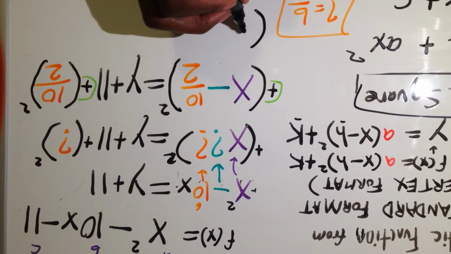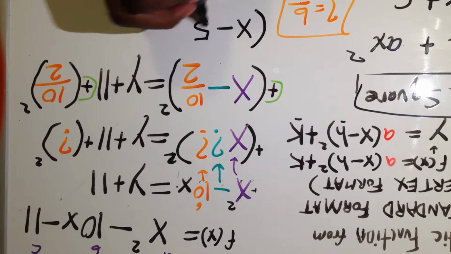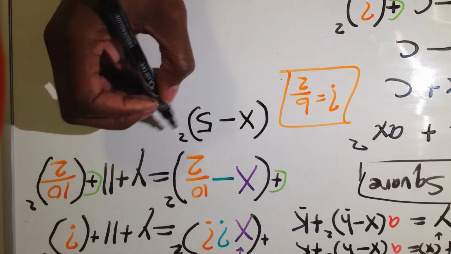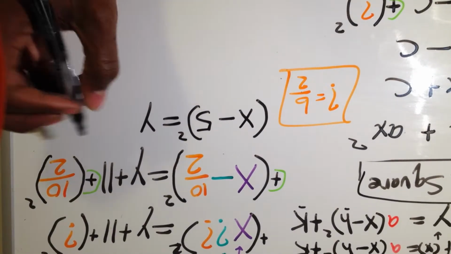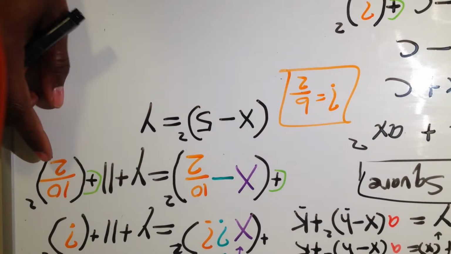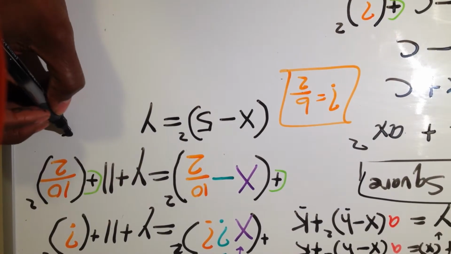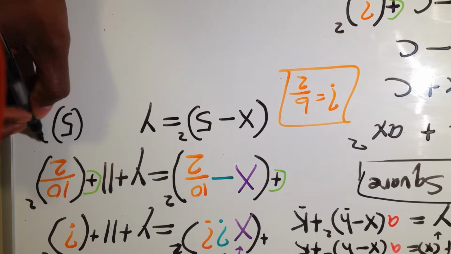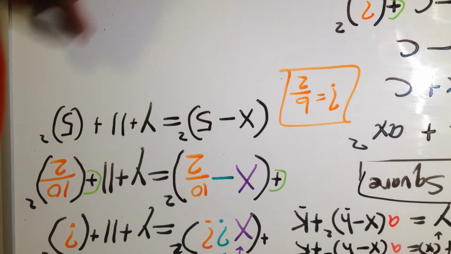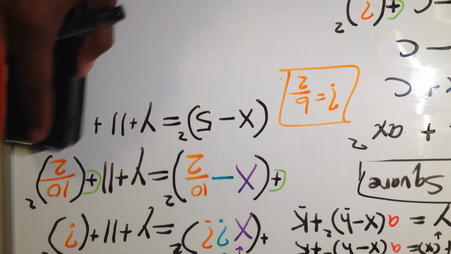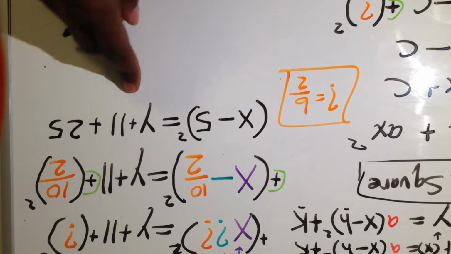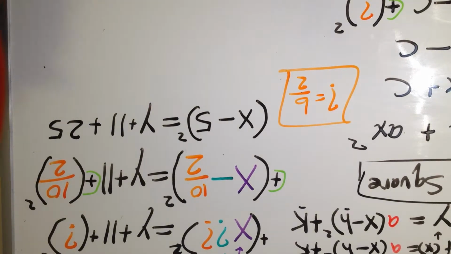Okay. The answer is going to be (x minus 5) squared. And we're done with the left side. Okay. y. Let's start with the parentheses. 10 over 2 is 5. Okay. 5 squared plus 11. 5 squared is 25. 25 plus 11 is going to be 36.